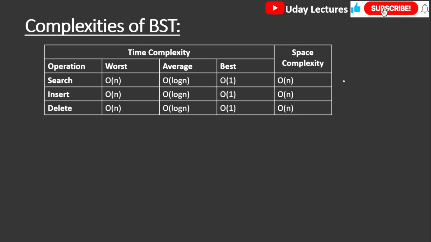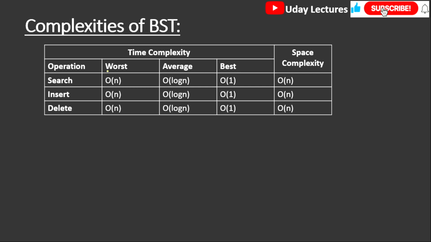Now we will see the complexities of a binary search tree, which is really important for any data structure. The time complexity and space complexity of a binary search tree goes like this. The time complexity of binary search trees is like this. In the worst case scenario, the time complexity will be big O of n, which is equivalent to the size of the binary search tree. In the average case, the complexity is big O of log n, which is the height of the binary search tree. And in the best case, it is constant time, which is big O of 1.